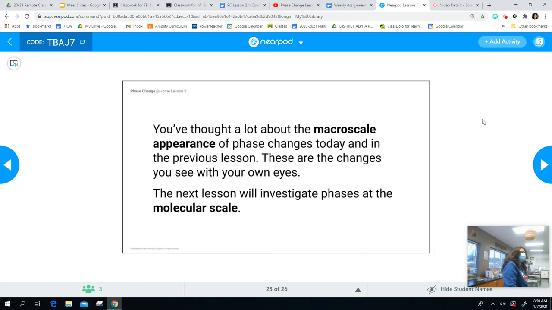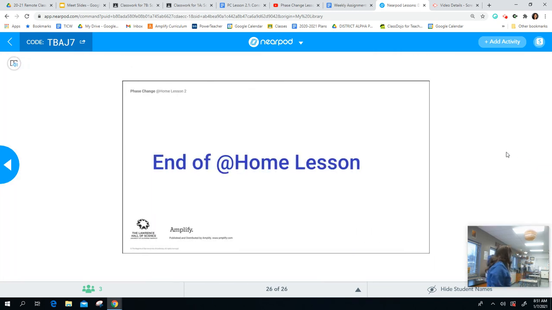So you've thought a lot about the macro scale appearance of phase changes today and in the previous lesson with our naked eye, what we can see. These are the changes you'll see with your own eyes. Tomorrow's lesson, you're going to focus on the molecular scale, what these changes look like in terms of the molecules. You're going to use a model or a sim to do that. So tomorrow's lesson will be using the sim.